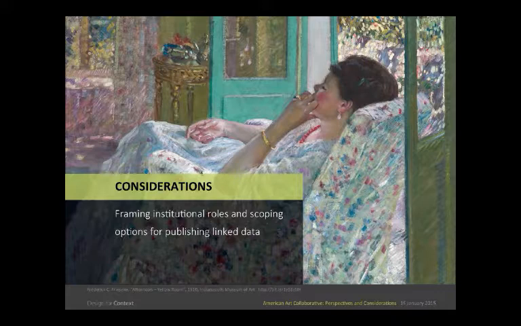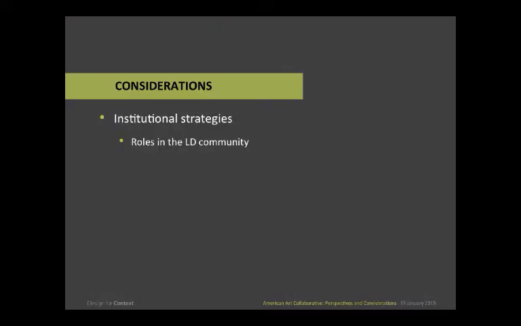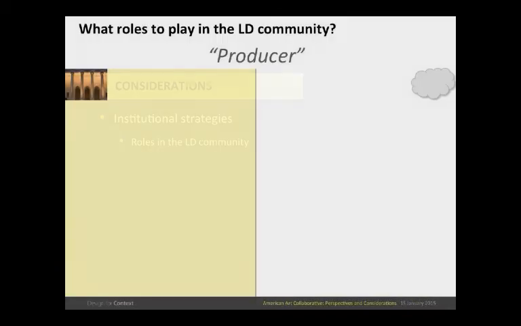Now for a deeper dive into some practical considerations that frame institutional roles in a larger information ecosystem and that include linked data and outlines of the potential scope of options for publishing that data. Let's look first at a couple of different roles that the institution might find itself playing in the context of a linked data ecosystem. On the left here, we'll imagine your institution in yellow, and the wider world in white on the right.